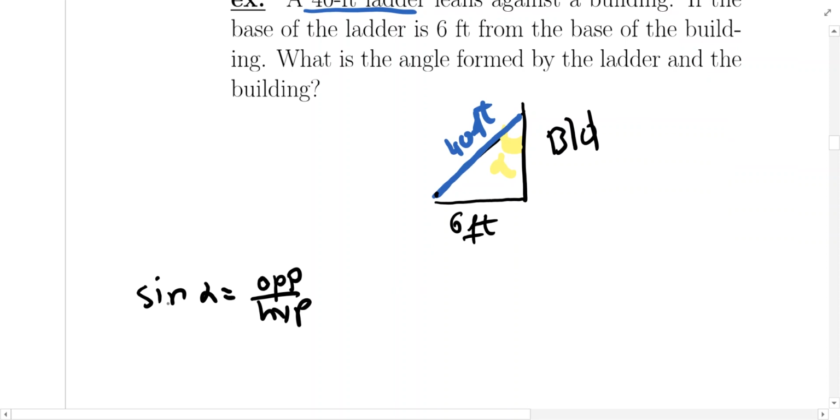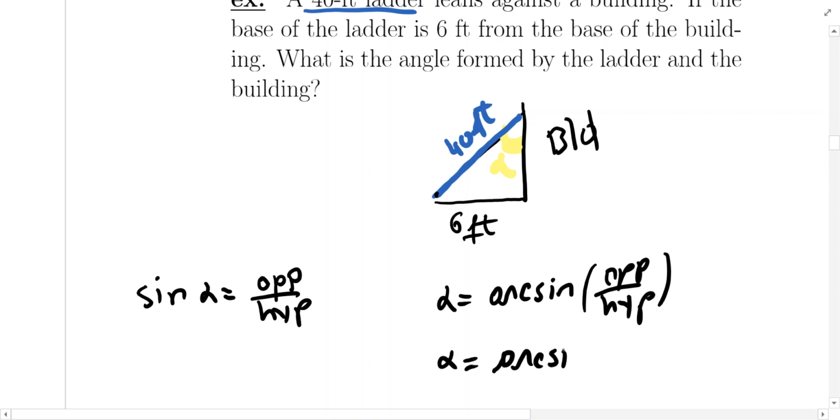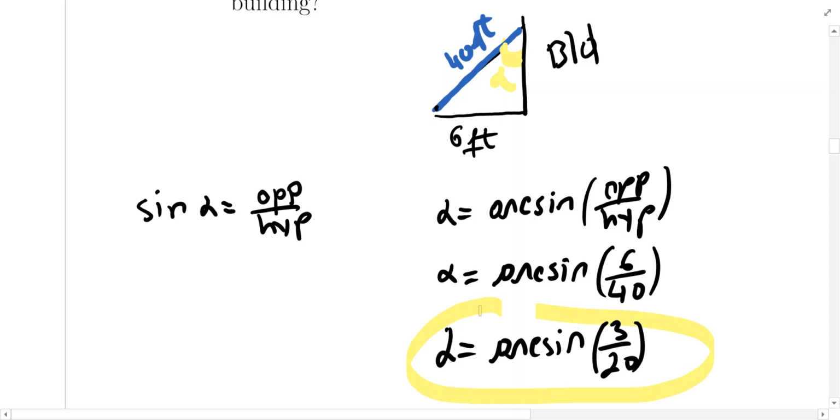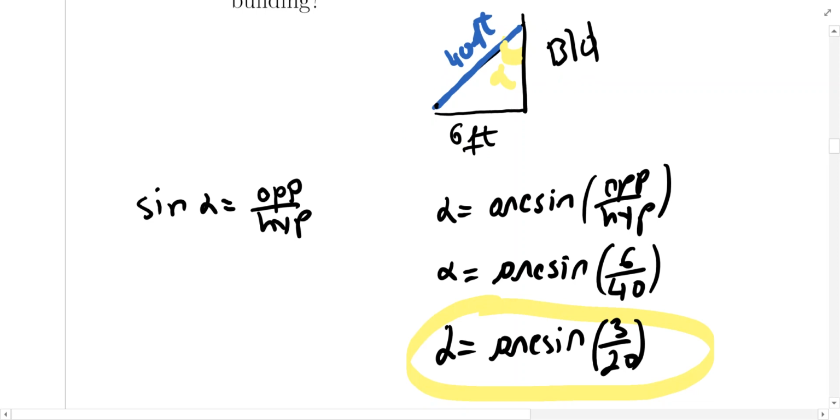So then if I apply the inverse sine, I'm going to get that alpha is arc sine, or inverse sine, of the opposite over hypotenuse. So alpha equals arc sine of opposite is 6 and hypotenuse is 40. We can reduce by 2, so alpha is arc sine of 3/20. So this will be the final answer that you would pick. All right, so translate your word problem into a right triangle problem and then solve it using inverse functions.